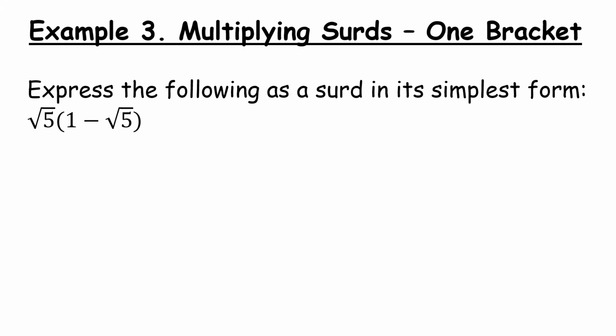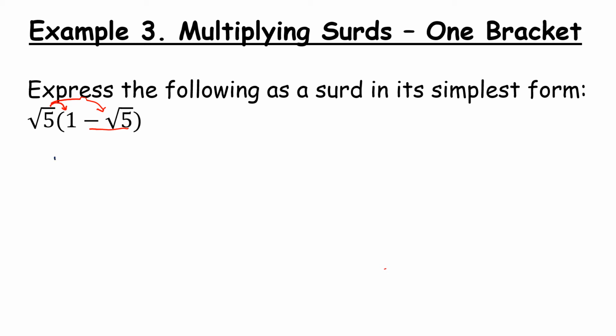So now let's take a look at an example of multiplying out surds. In this case, we have one bracket. So it works very similarly to algebra. We multiply root 5 by the first piece and root 5 by the second piece. And don't forget your sign.